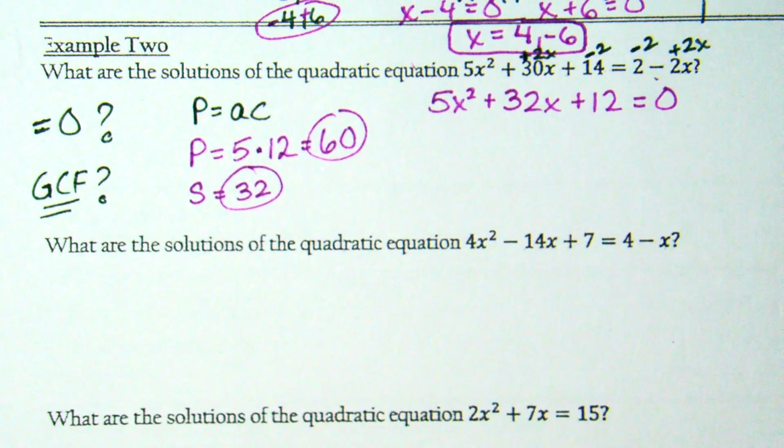1 and 60. Not going to work. 2 times 30. What do you know about 2 times 30? 2 plus 30 is 32. So let's try 2 and 30. Since they multiply to be positive and add to be positive, they're both going to be positive. Okay, what do I do with that 2 and 30?